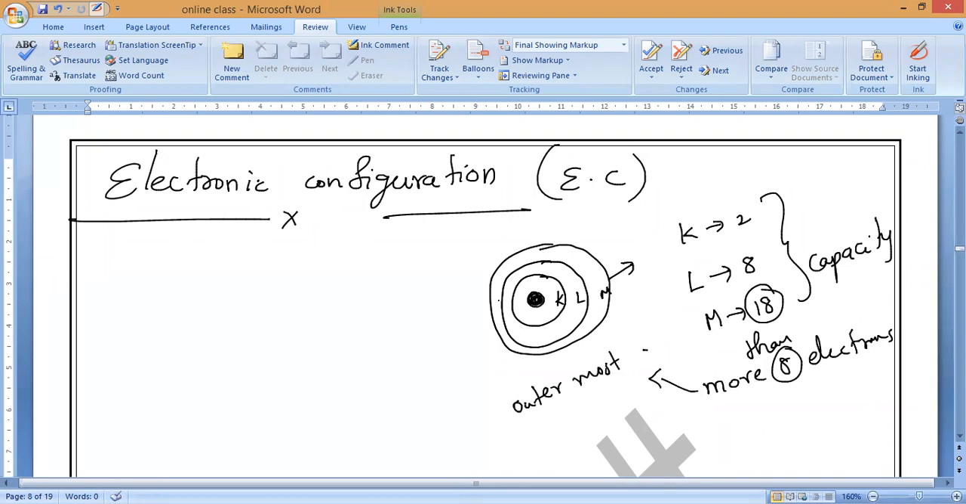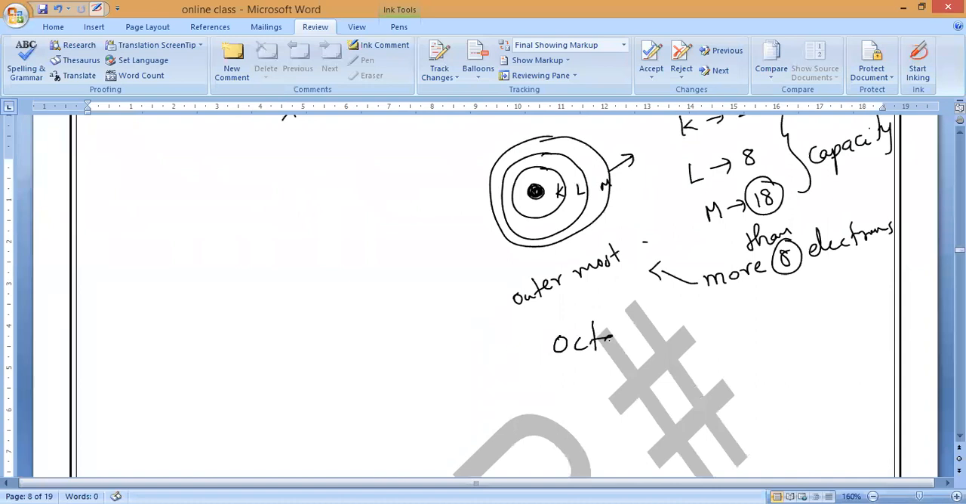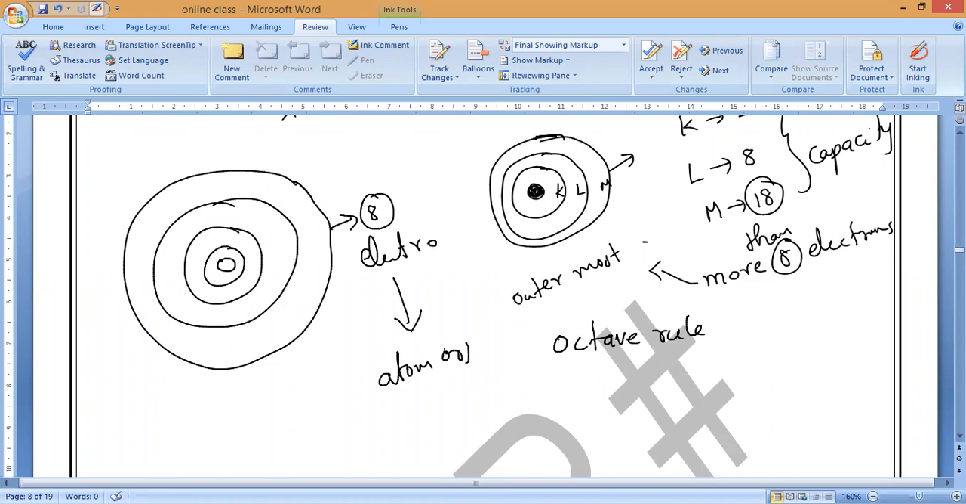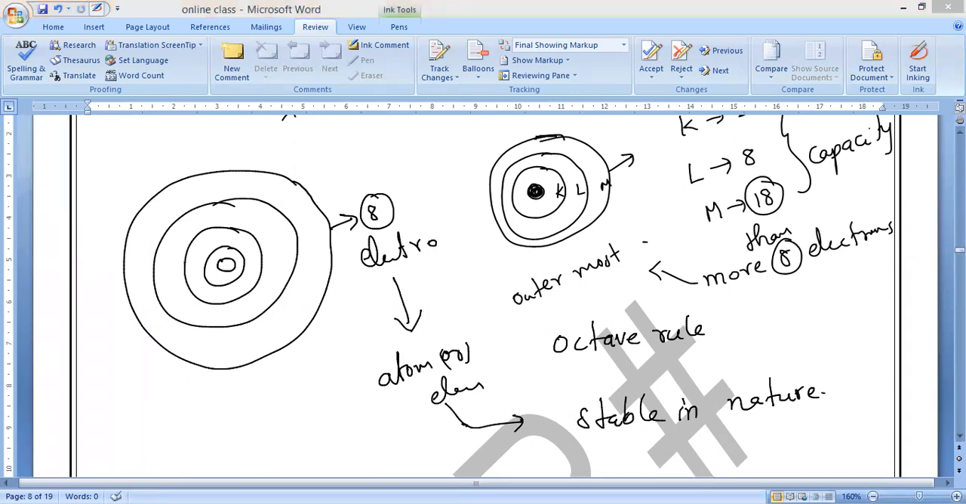So this is called the octet rule. The octet rule says the maximum number of electrons which we can fill in any outermost shell is 8 electrons. So then only the atom or element will become stable in nature. So the maximum number of electrons which we can fill in any outermost shell is 8 only. That principle is called the octet rule.